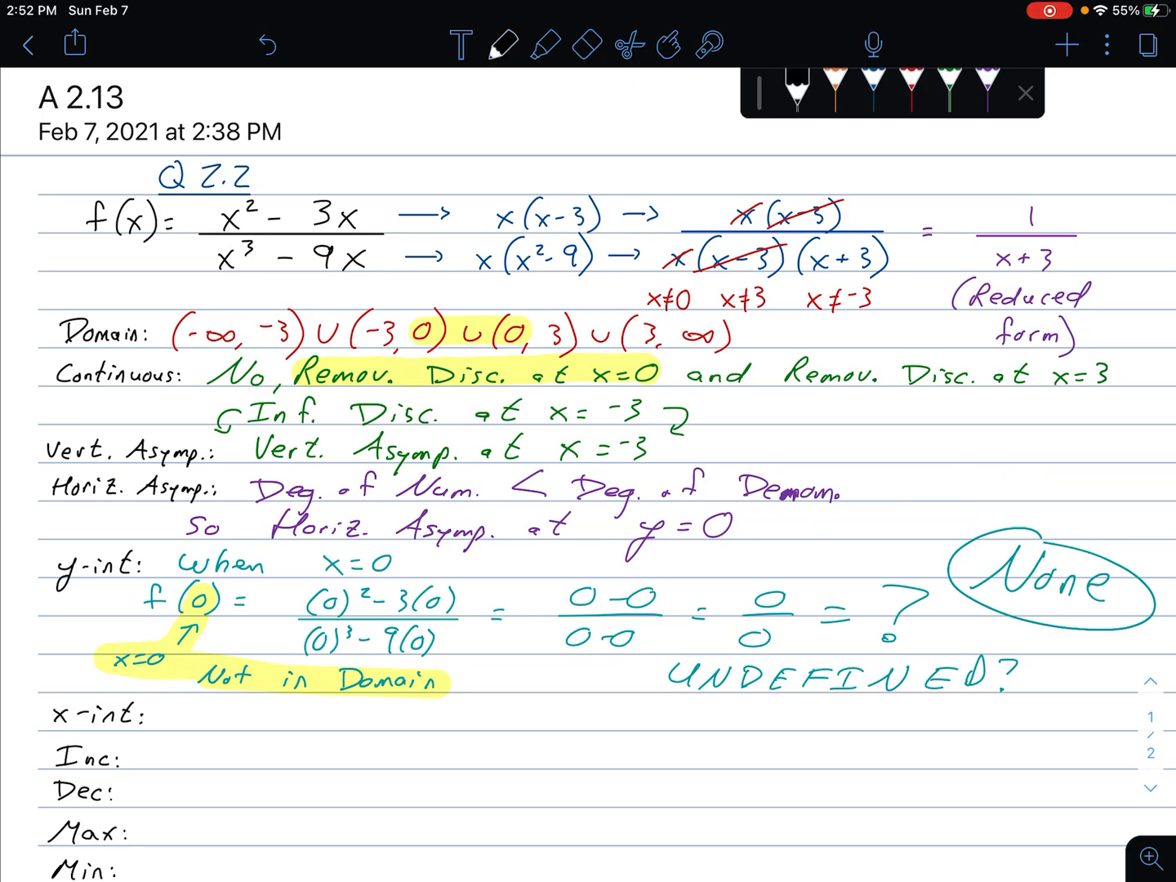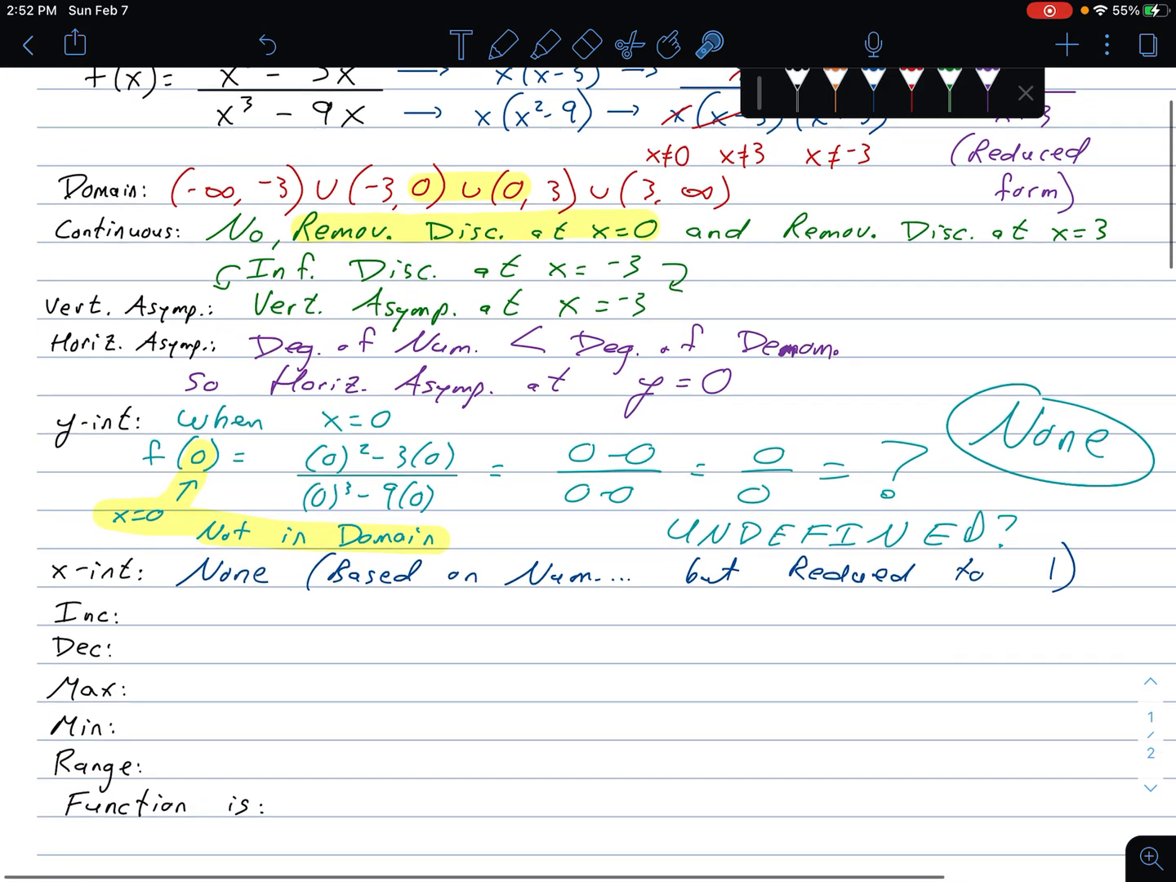Okay, x-intercept is normally based on the numerator, right? But I'm actually able to cancel everything out of the numerator. So there is none here, because it's based on the numerator. I reduced it to just a 1, so it ends up not happening. And we'll look at our graph. There's a horizontal asymptote there, so I actually never cross it. So we'll see that. Okay, now after this, increase, decrease, max, min, range, all has to come from our picture.